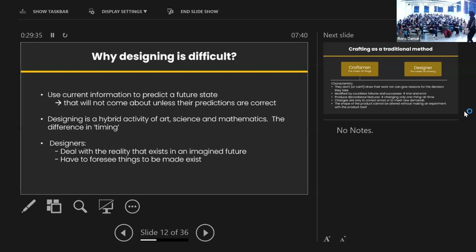Why is designing difficult? Why does something like Fruit Ego have to happen? Because designing is not easy. As I mentioned, designing is not an easy thing, because you need to use current information to predict the future state. And the future state will not come unless your predictions are correct.